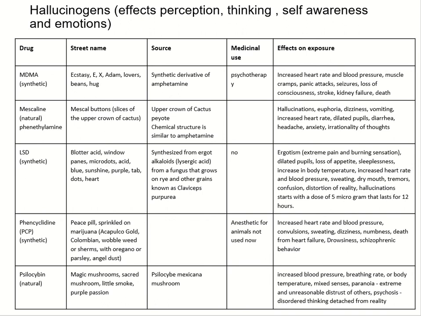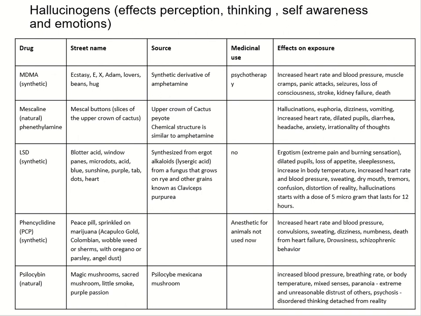Another example is LSD, which is synthesized from ergot alkaloids. The common names of LSD are blotter acid, window panes, microdots, acid, blue sunshine, purple, tab, dots, heart.